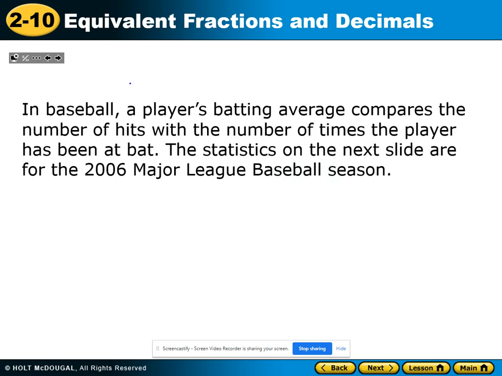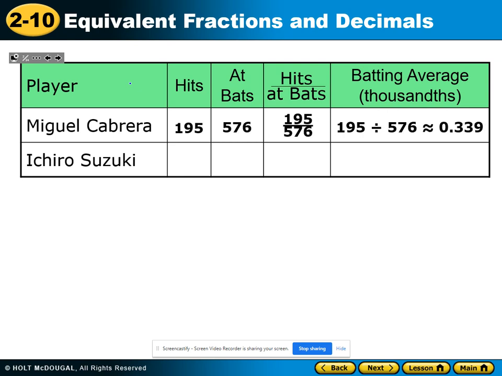In baseball, a player's batting average compares the number of hits with the number of times the player has been at bat. The statistics on the next slide are for the 2006 Major League Baseball season. All right. So, Miguel Cabrera, 195 hits, 576 at-bats. They take the hits divided by the at-bats, and they get his batting average, which I just circled, 0.339. That is the same way you can figure your grades. Number right divided by the number total.